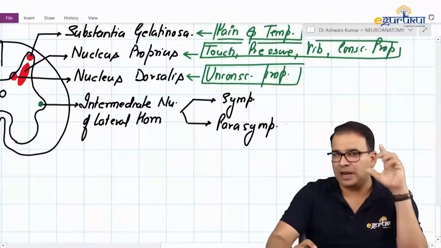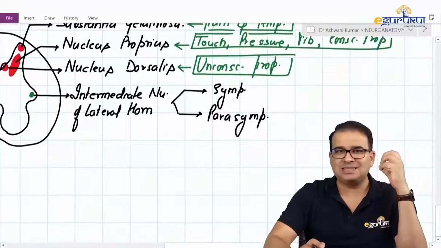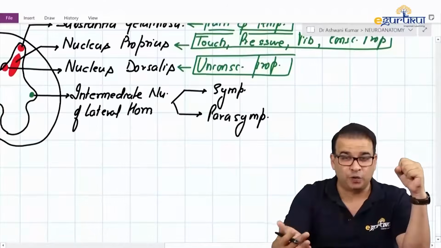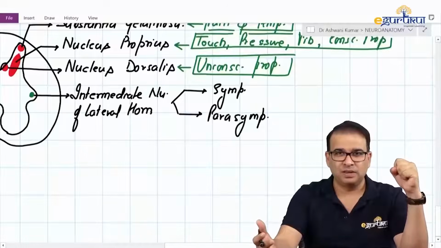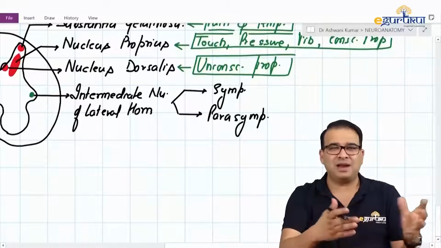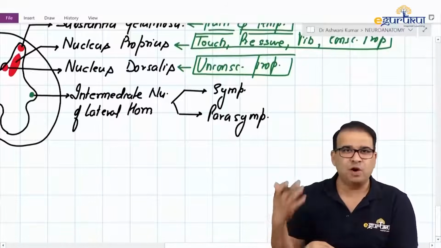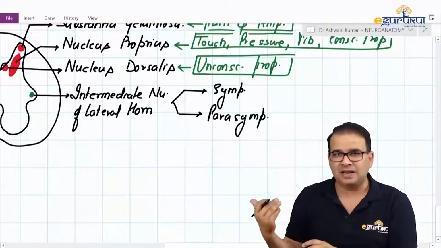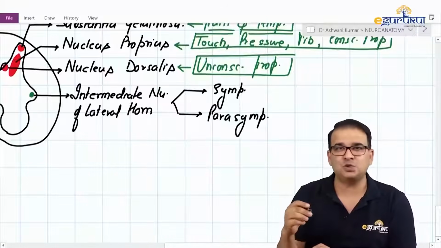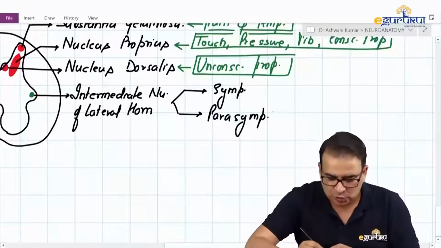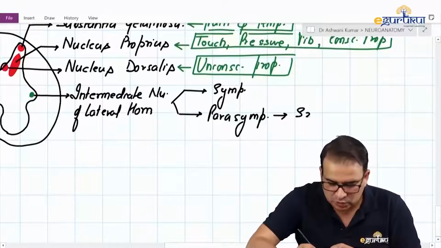Again, you have to go back to the head and neck part and think about it, guys. When we said sympathetic or parasympathetic outflow, what was the parasympathetic outflow? Craniosacral outflow. That means cranial nerves and sacral nerves are parasympathetic. We already know which cranial nerves: 3, 7, 9, 10. We're done and dusted with that part. Which sacral nerves are parasympathetic? S2, S3, S4.